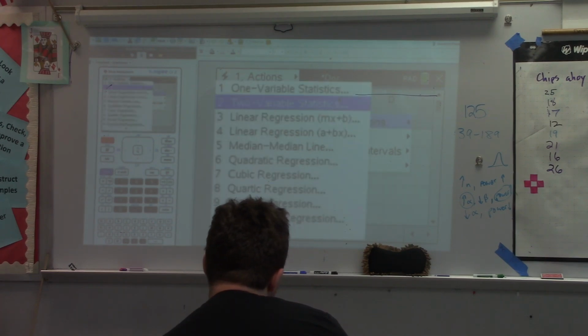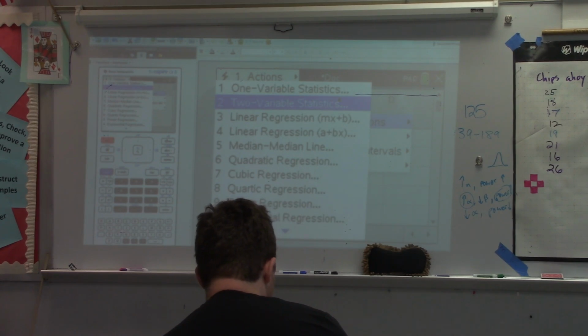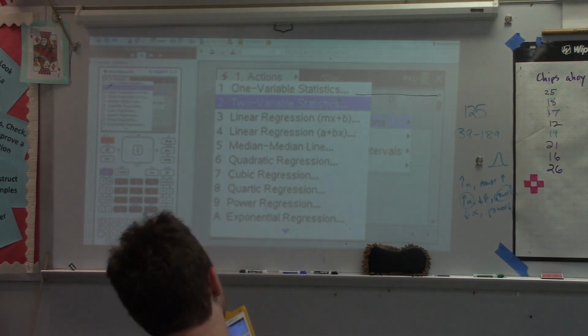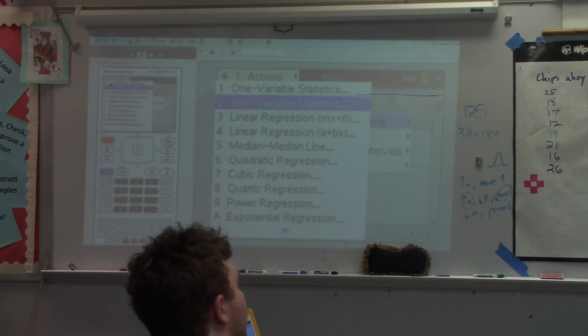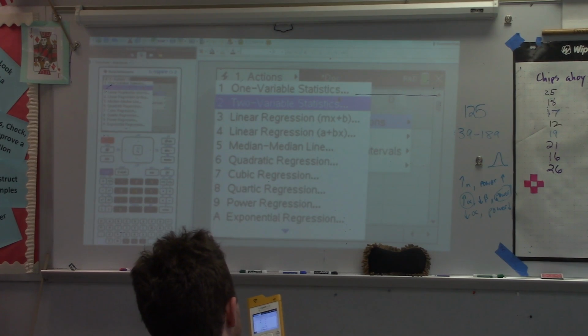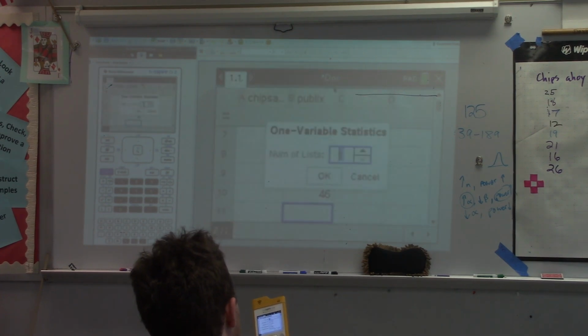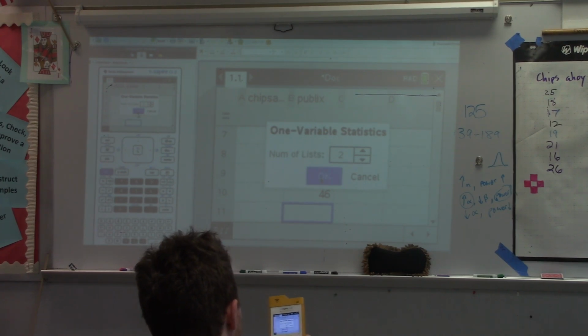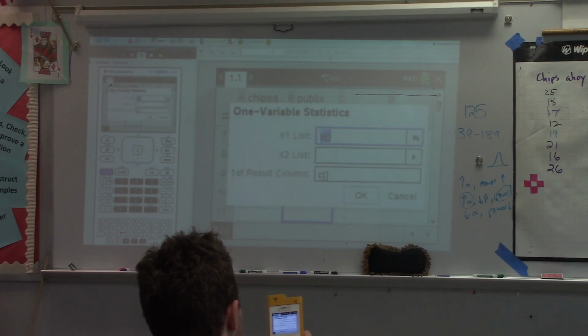All right, so stat calculations and 2 variable. We have 2 lists, but how many variables do we have? Oh, 1. We only have 1 variable, the number of chocolate chips. So notice how many lists do we have? We have 2 lists, and so 1 variable is statistics, chips, a number of chocolate chips, but we have 2 lists. And so our first list is Chips Ahoy. The second list is Publix?